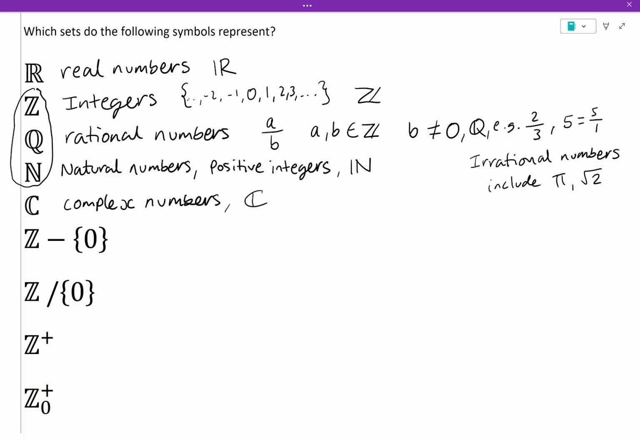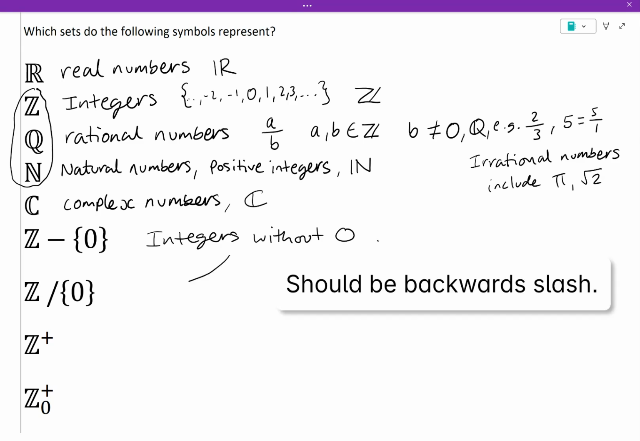All right, the next 4 sets on here are related to the integers, but it's more about the notation, which might pop up in questions that you do. This set here is the integers without 0, because sometimes you don't want to include 0, like in the denominator of a fraction. The next set here is actually the same thing, it's just different notation, with a slash.